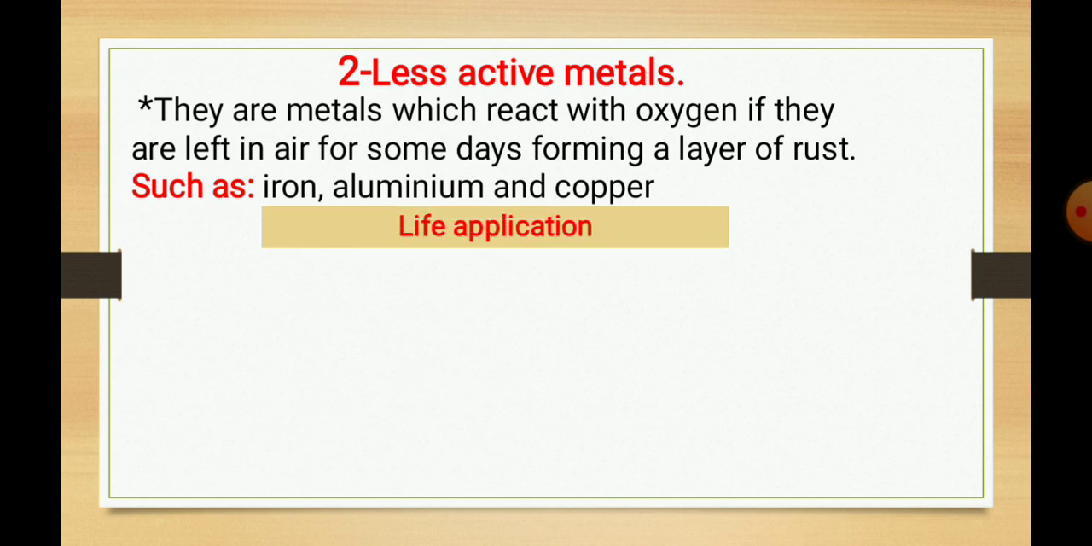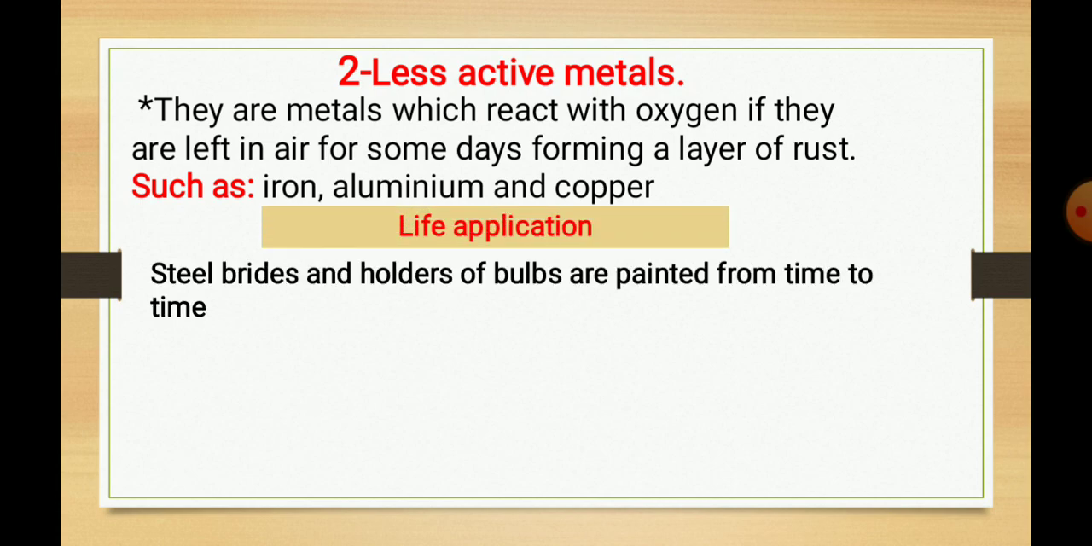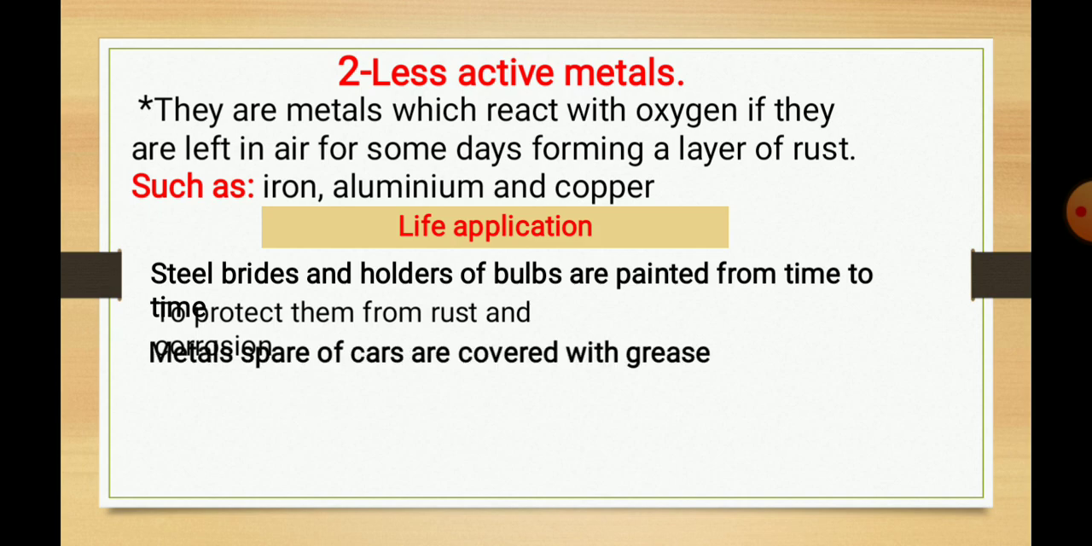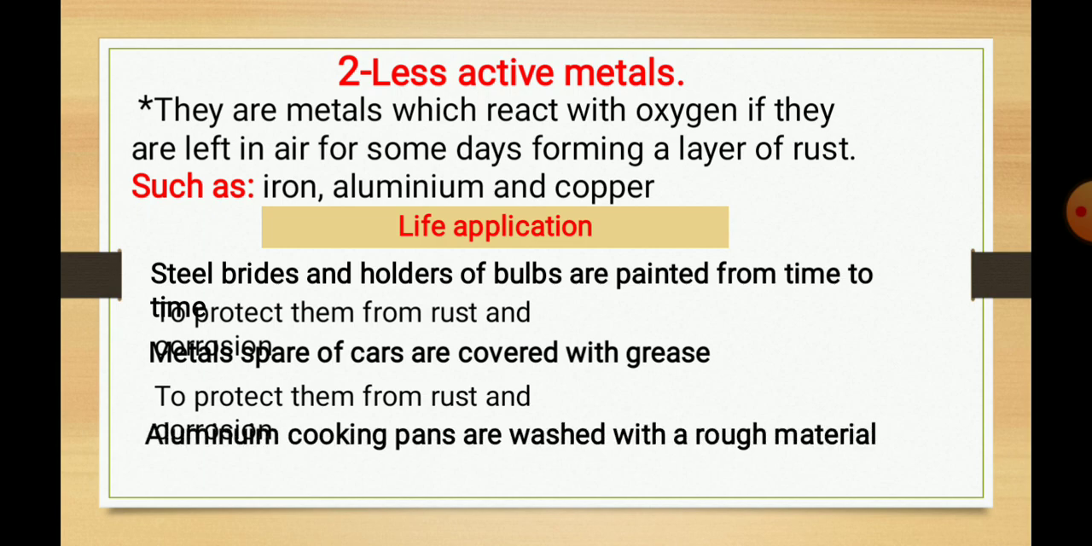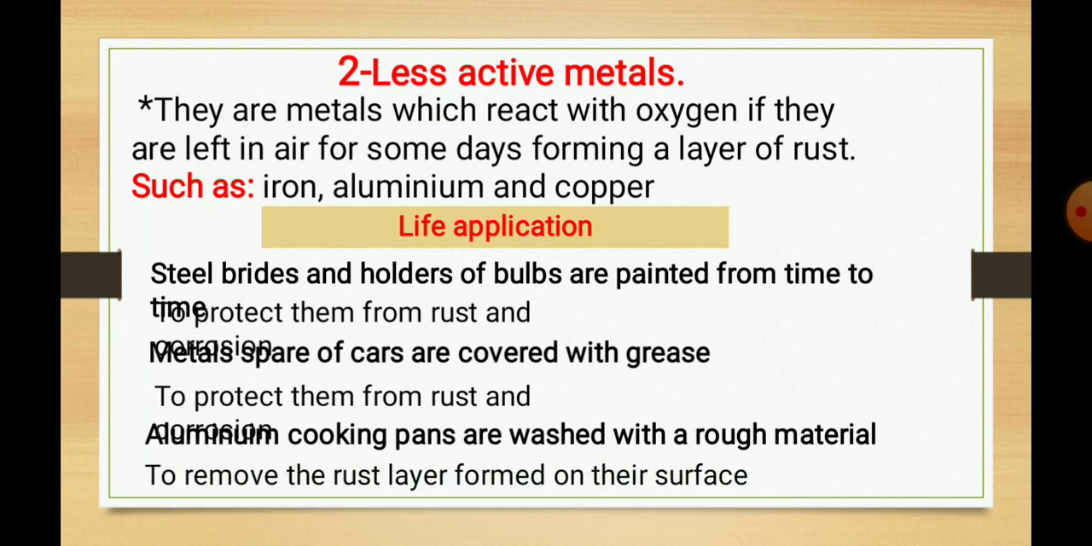What about the life application? First, steel bridges and the holders of light bulbs are painted from time to time. Give reason: to protect them from rust and corrosion. Number two, metallic spare parts of cars are covered with grease. Give reason: to protect them from rust and corrosion. Number three, aluminum cooking pans are washed with rough materials. Give reason: to remove the rust layer formed on their surface.